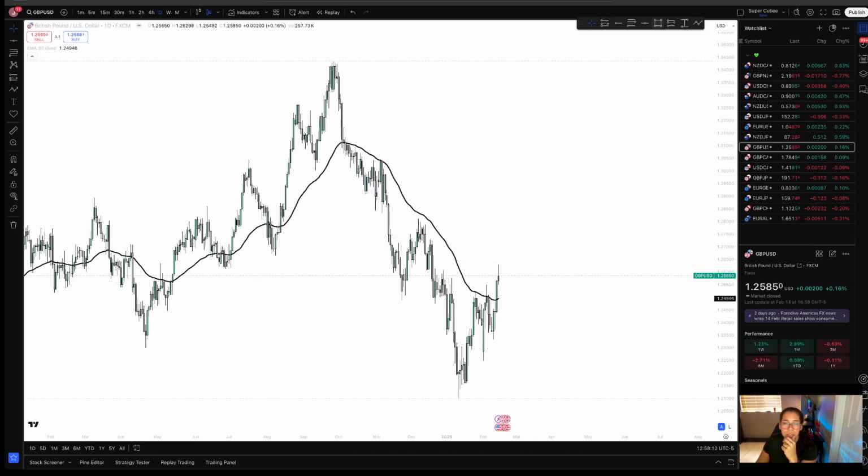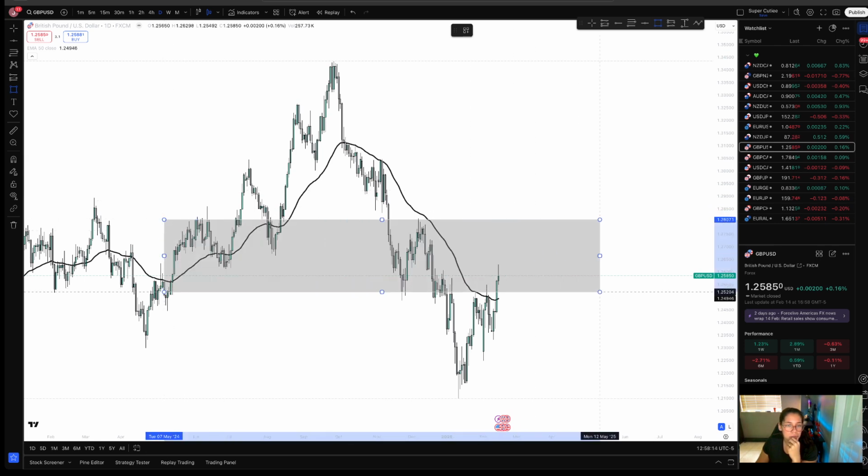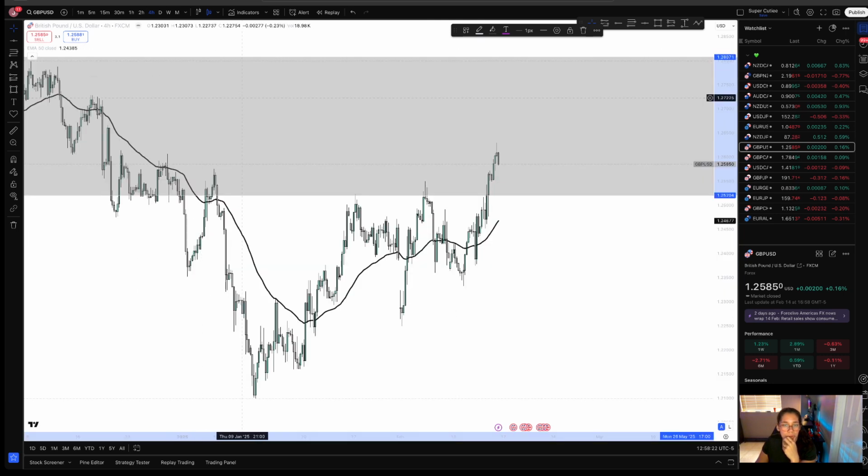So this looks a little bit more decent. So we have this right here. I would consider this all my daily zone. So we need price to come back out of this. So on the 4 hour, we need price to do this.